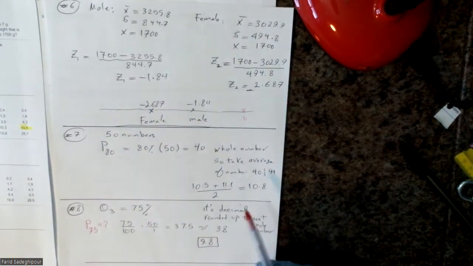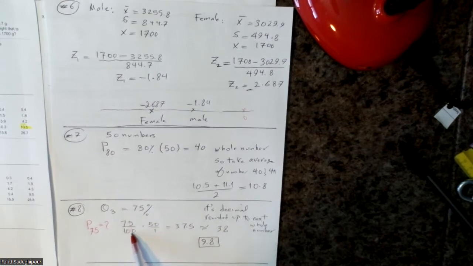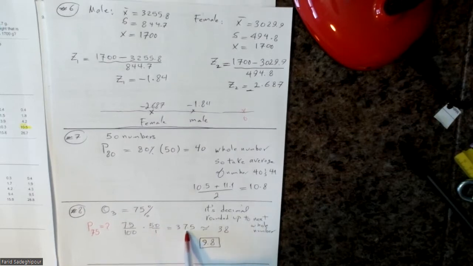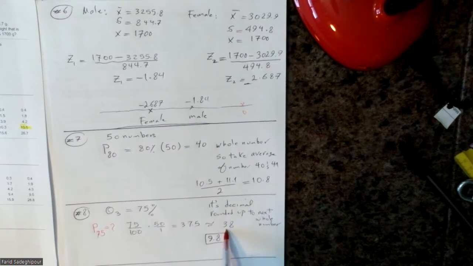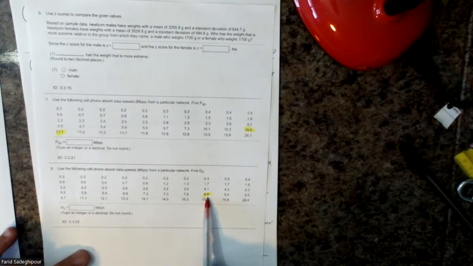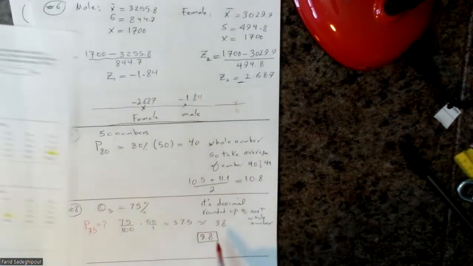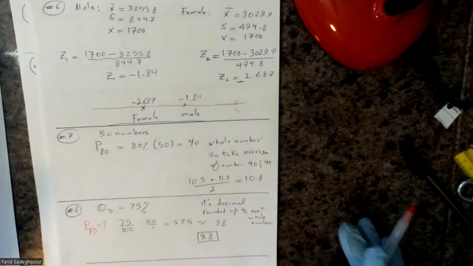Percentile of 75. So again, 75% multiplied by 50, since we have 50 numbers. If you come up with a decimal number, the rule is you round it up to 38. So you start from the left, from the first row, and count numbers 1, 2, 3, till you reach 38, which is 9.8.